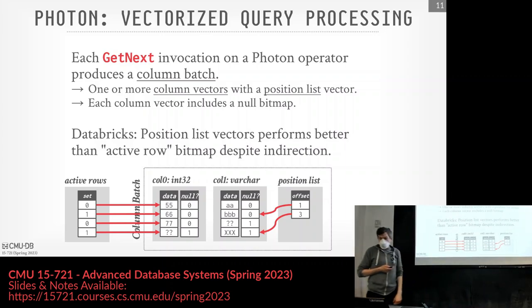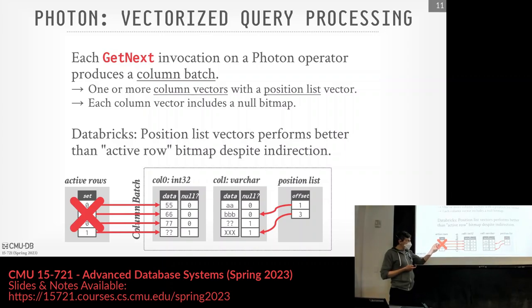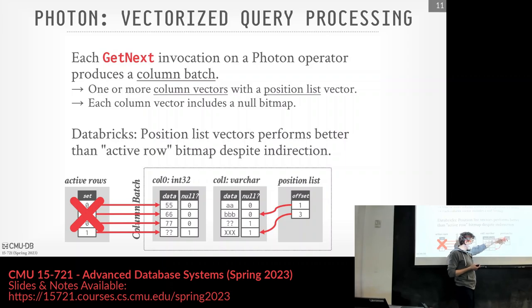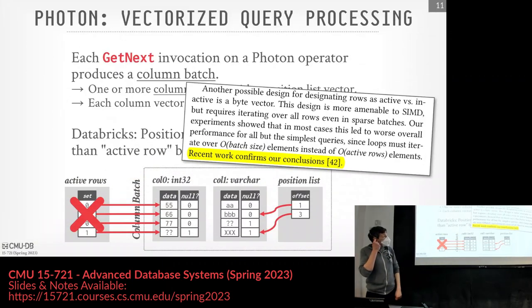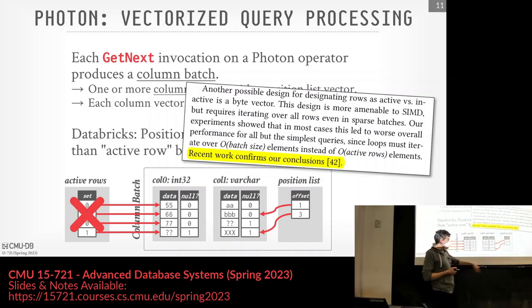And they say that in their experiments, it turns out that using the position list, although it seems like this would be more expensive because you have to loop through this thing and look at whether you should look at a given tuple, is actually not the case: the bitmap is not faster. Because you're iterating over a smaller array to figure out what is active. And so they have this little blob down here.